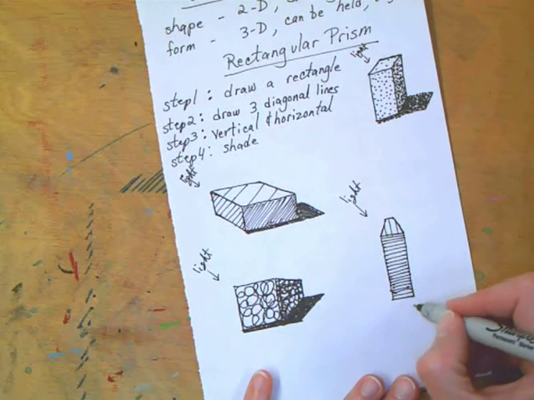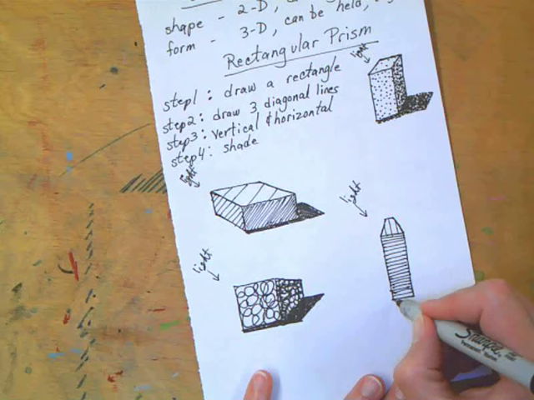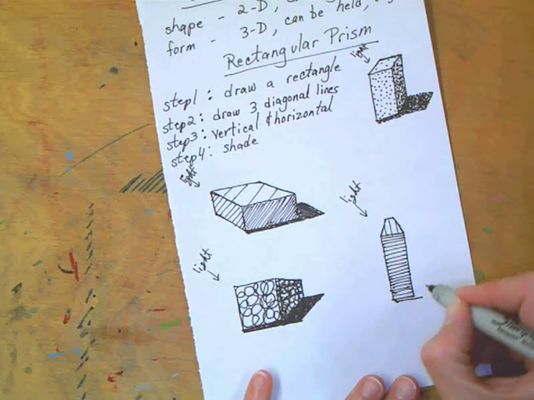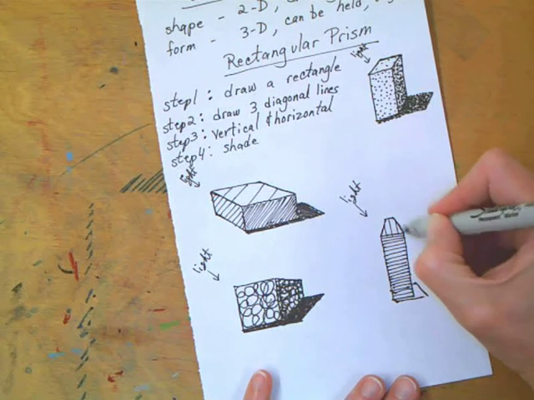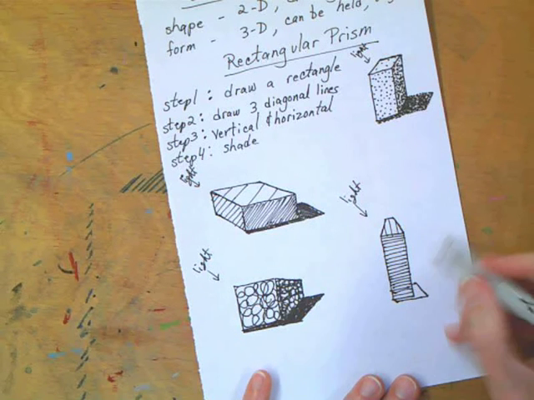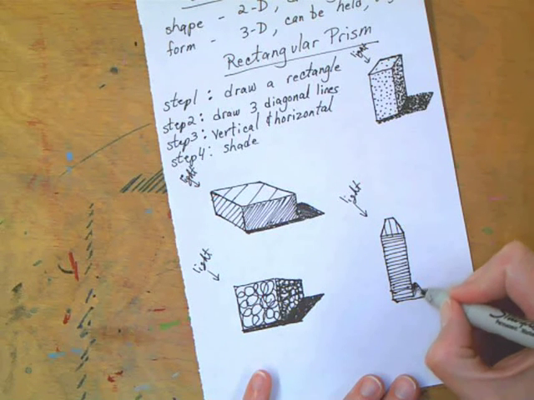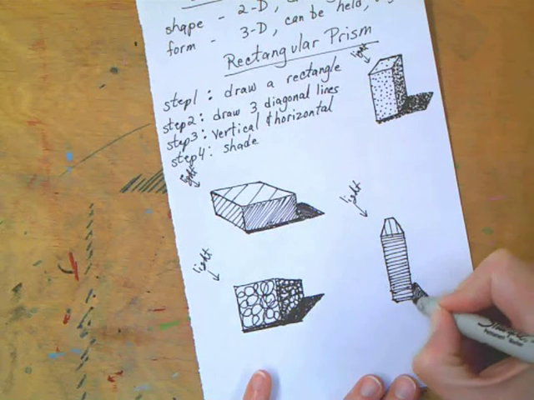Then the shadow, still coming from the above left, so the shadow is going to come down off of here a little bit, come out this way, and it hits this angle here, so it goes this way, and I'll do cross hatching on this.